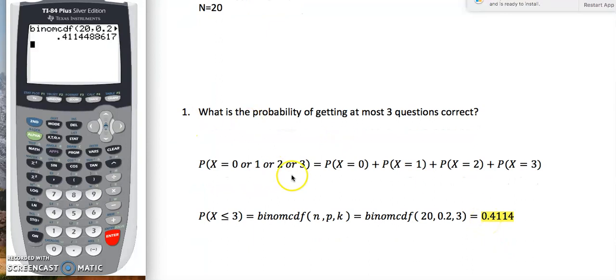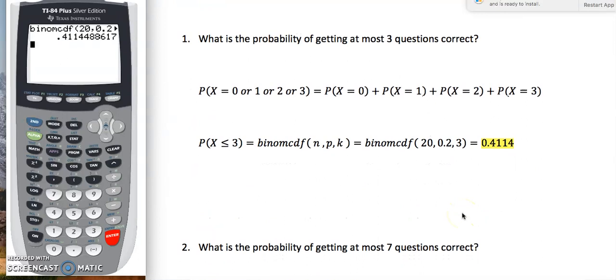So the calculator is adding up if you get 0 questions correct, 1 question correct, 2 questions correct, and 3 questions correct. But this binomial CDF always starts at 0 successes and adds up to some number. So in this case, when you type in that 3, the calculator is starting at x equals 0 and adding up all the probabilities until x equals 3.